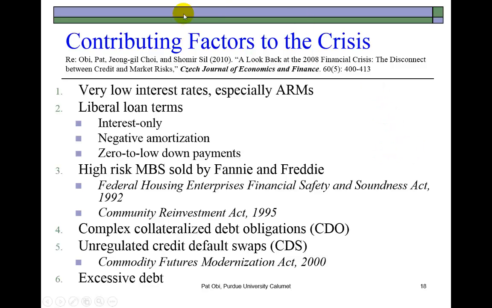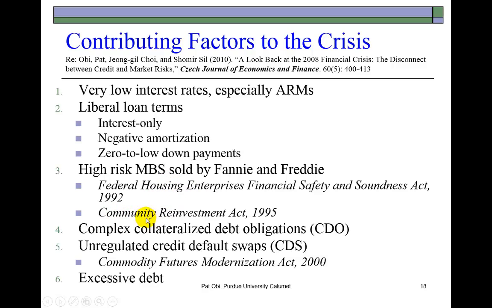Anyhow, some of these contributing factors are summarized here again. Very low interest rates, especially adjustable rate mortgages, very liberal loan terms, the use of high-risk mortgage-backed securities sold primarily by Fannie Mae and Freddie Mac. Now, these federal-backed financial institutions sold more than one half of the mortgage-backed securities at the time, and were actually encouraged by the legislation called the Federal Housing Enterprises Financial Safety and Soundness Act of 1992 to extend a great deal of their mortgage portfolio to subprime loans. But that hurt the economy.